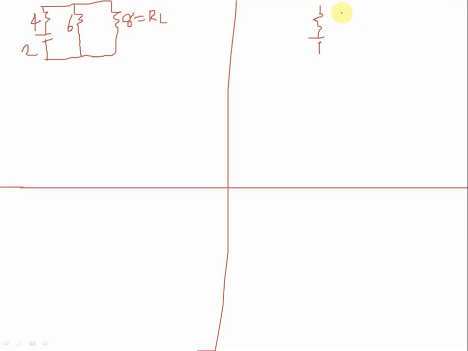Here 6, and here 8. Here is a 4. Here is a 2. Suppose they give this problem only. What it means is you may assume a 0 is present. What is the voltage source? It's a 0 voltage. Then how many sources are there? 2 sources are there.